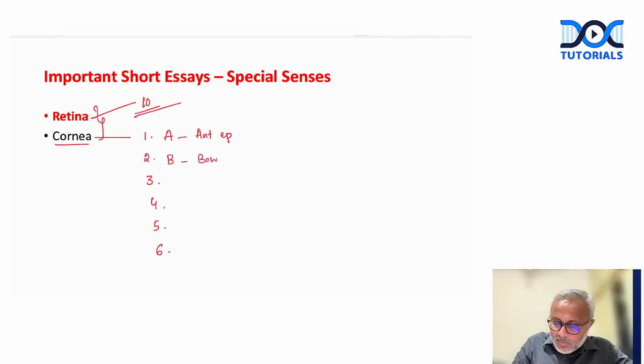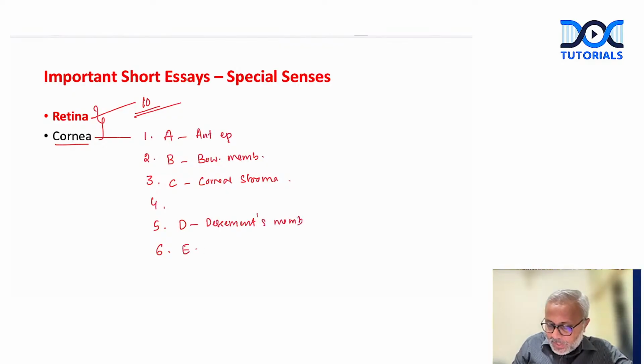B is Bowman's membrane or anterior limiting membrane. Then we have C. What is C? We have corneal stroma. Then the layer we have before the Descemet's membrane. So what do we have? We have Descemet's membrane, and then we have the corneal endothelium. So A, B, C, D, E, we know.